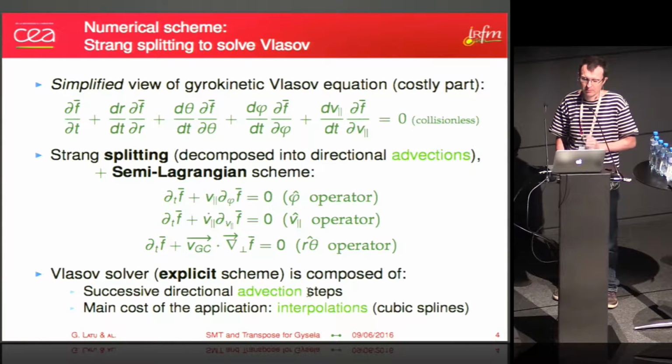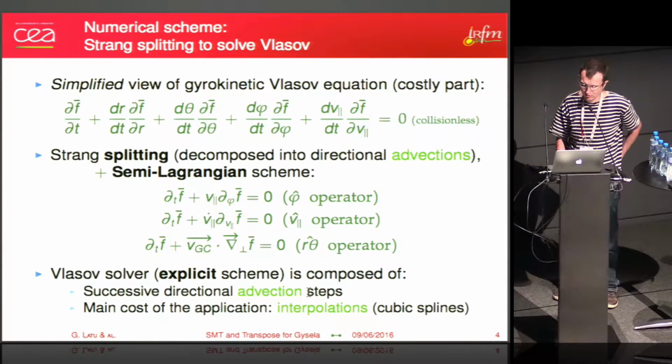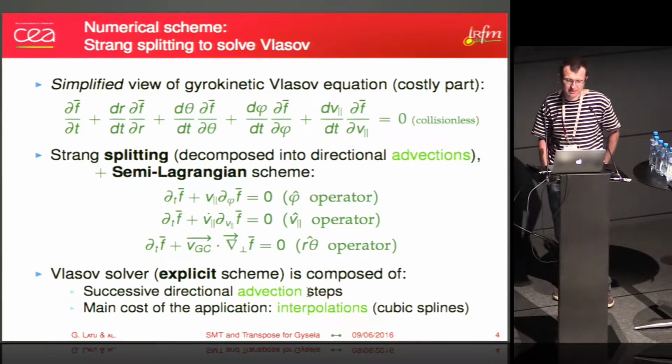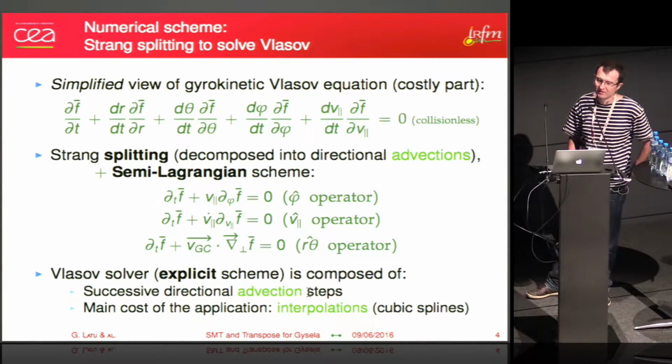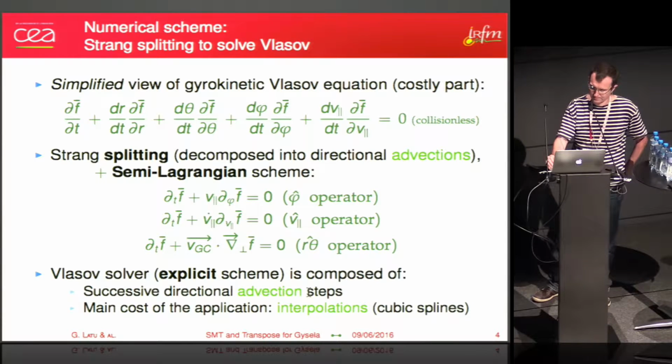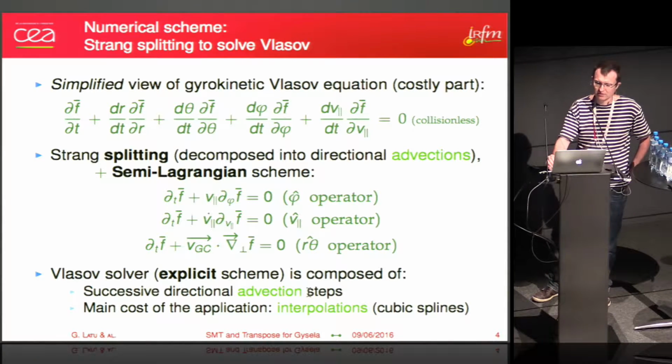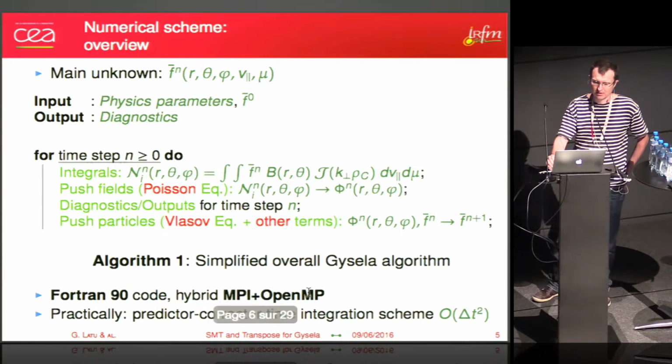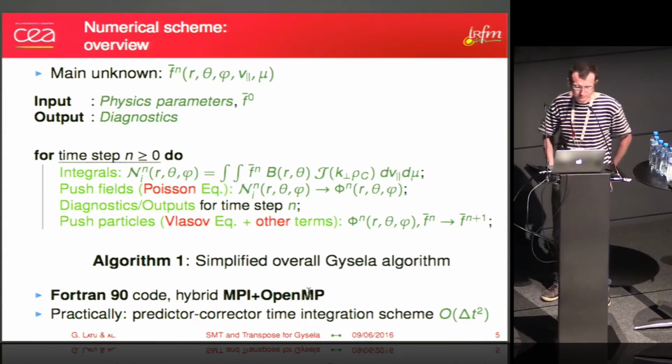with these simple operators. We use a semi-Lagrangian scheme that I will not describe here, which is an explicit scheme. The interesting property is that there is no CFL condition, so we can have a quite large time step with this scheme. The main cost of the application is interpolations because of the semi-Lagrangian scheme. We will see that afterwards.